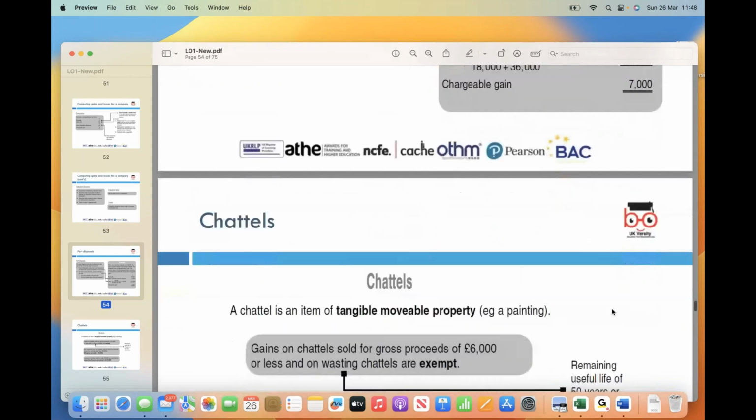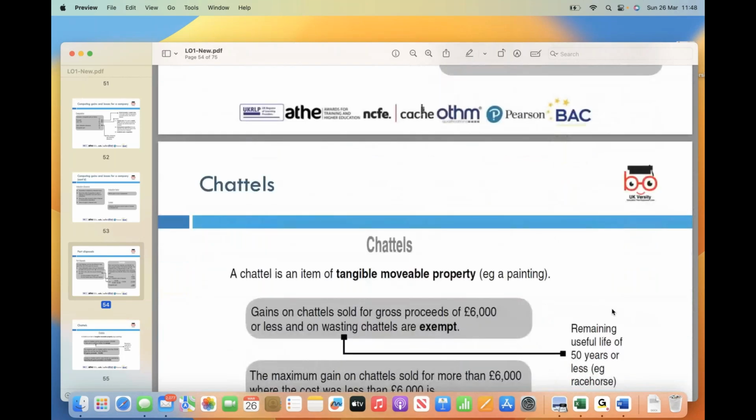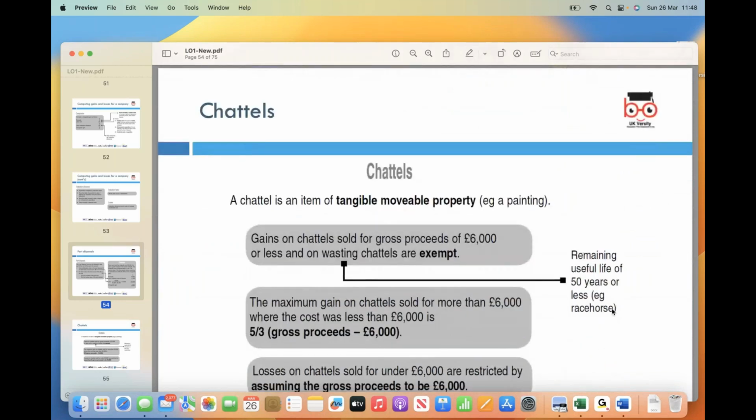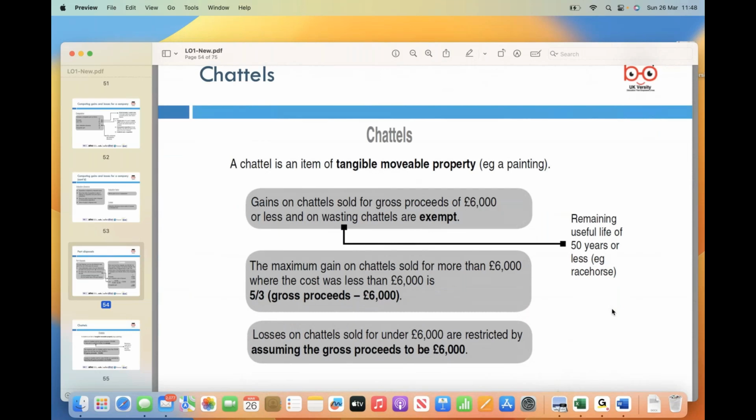So chattels, any idea about chattels? Horses? No, I haven't dealt with one before. Yes, here it says a chattel is movable, tangible. Normally we know of tangible and intangible assets, like fixed assets and liquid assets. So a chattel is an item of tangible movable property. For example, he's giving the example of a painting.